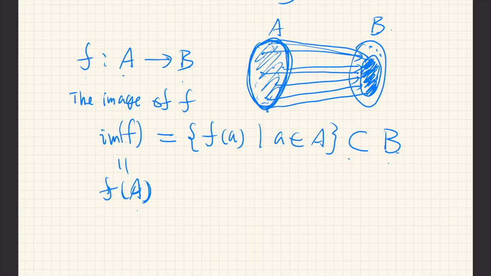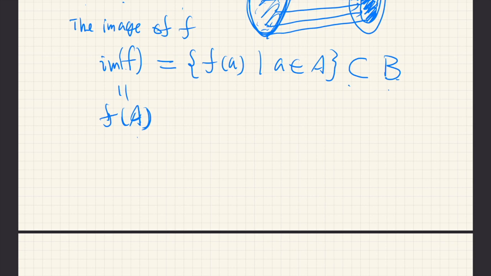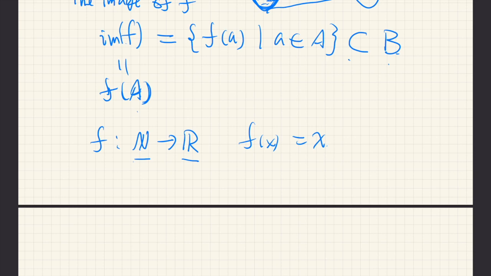Let's see an example. Let's define a function f from the set of natural numbers to the set of real numbers by f(x) = x. This is almost like the identity function, but it's not, because the codomain and the domain are different. In this case, the image of f is naturally the natural numbers, which is a subset of the set of real numbers.